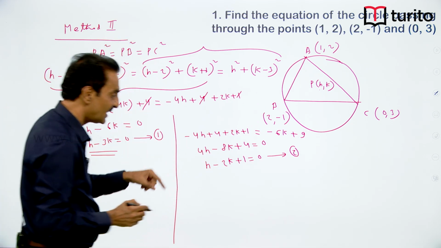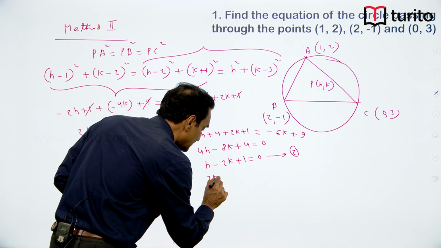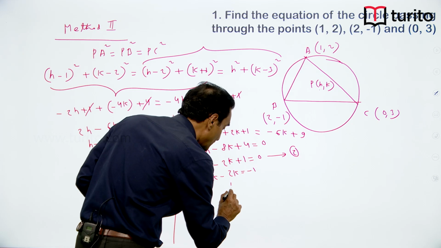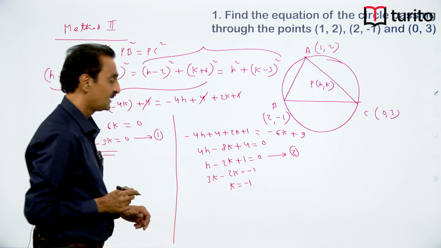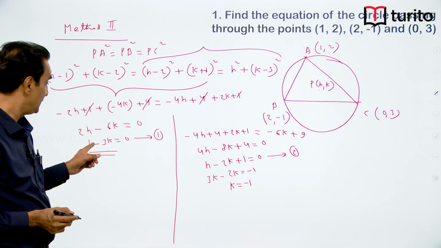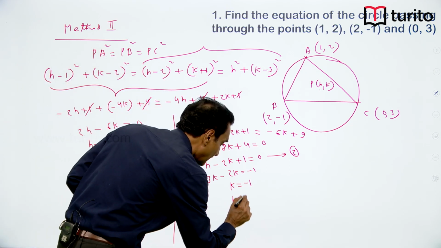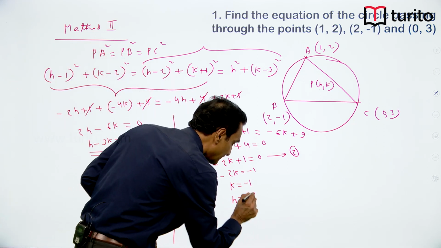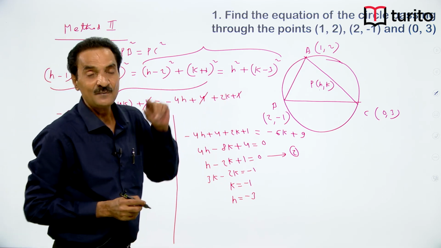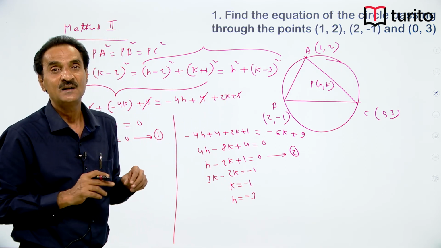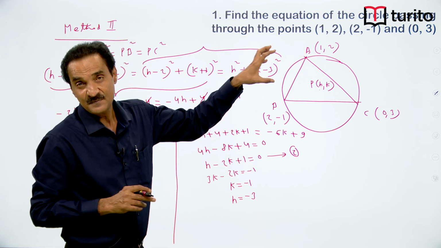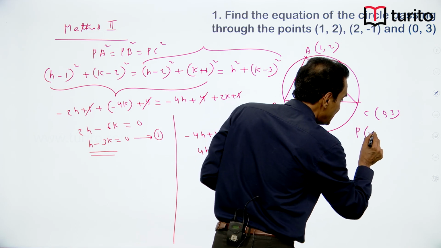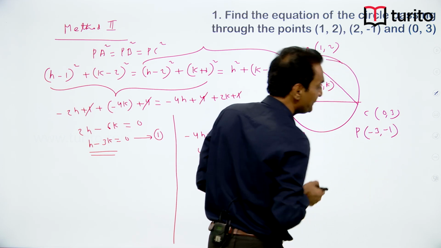Substitute h is equal to 3k here, then 3k minus 2k is equal to minus 1. We get k is equal to minus 1. And substituting k here, you will get h plus 3 is 0, h is equal to minus 3. So, the center of the circumcircle of this triangle or center of the circle passing through the 3 points is given by minus 3 comma minus 1.